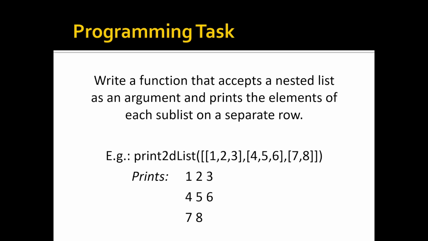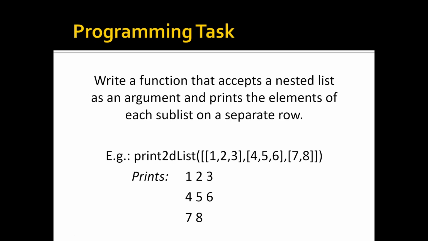So let's apply this new knowledge and solve a programming task that says write a function that accepts a nested list as an argument and prints the elements of each sublist on a separate row. So if we're given some nested list like 1, 2, 3, 4, 5, 6, 7, 8, it will print out one row, then the next row, and then the next row.